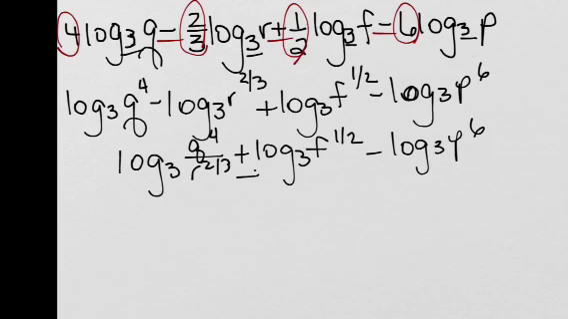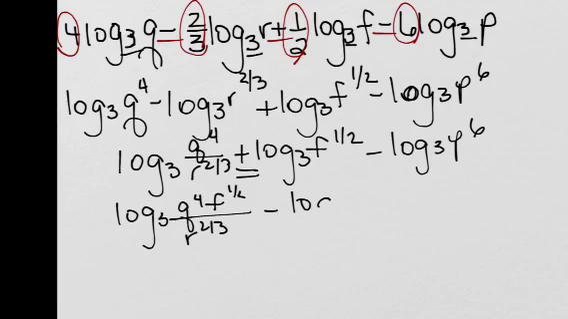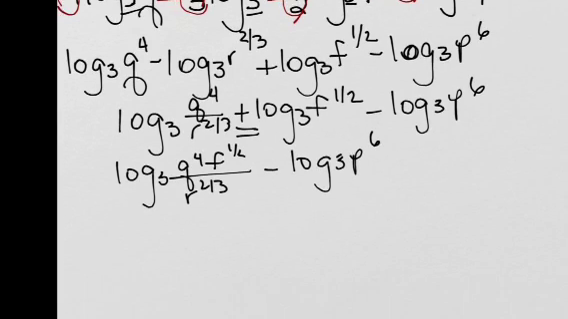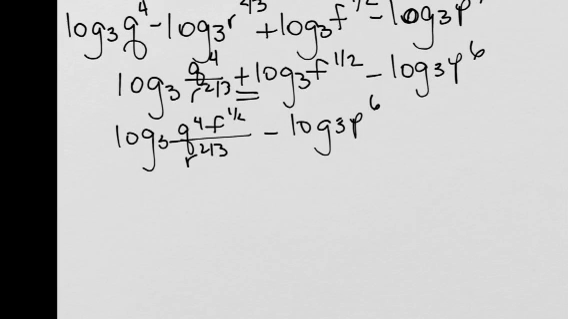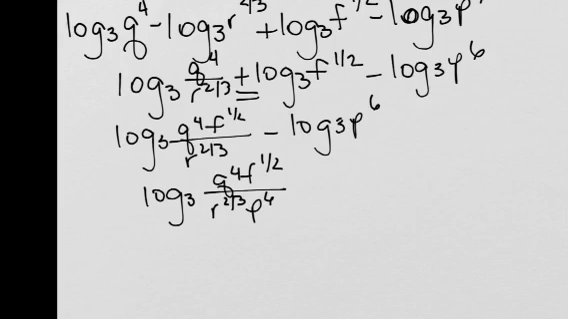Next, I notice I have addition, so I can use the product rule. Log base 3 of q to the 4th times f to the 1/2 all over r to the 2/3 power, and the minus log base 3 of p to the 6th remains untouched. And that indicates that I have more quotient rule, so I'm going to do log base 3 of q to the 4th f to the 1/2 over r to the 2/3 p to the 6th.